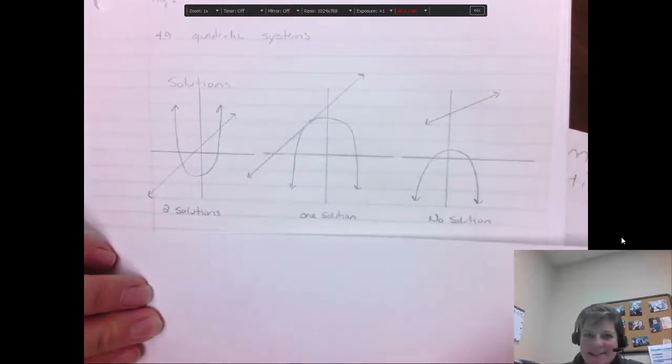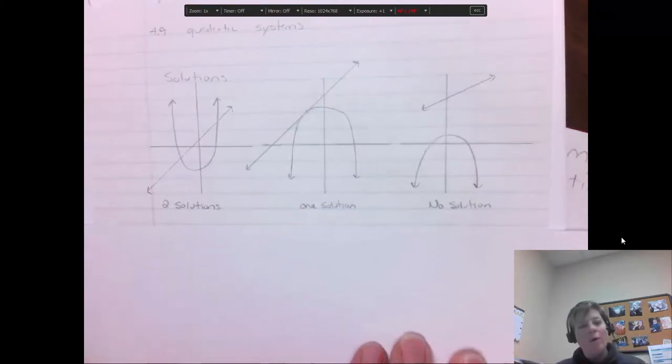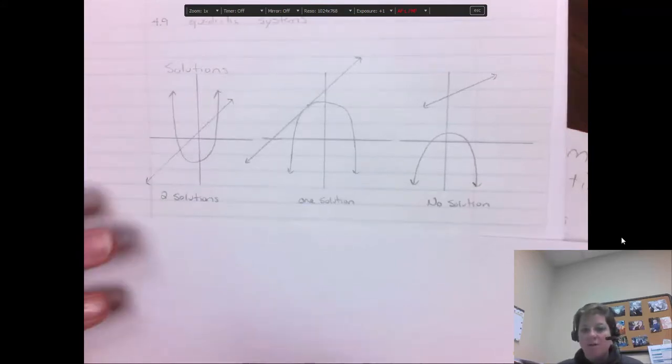Hello, this video is going to cover section 4.9 in Algebra 2, which is over quadratic systems. We have two equations, or two systems of equations, but they're not linear. In the section we've done before, they were all lines and you found where the lines cross. This time we might throw in a quadratic.